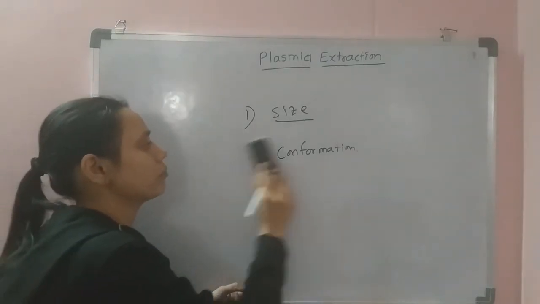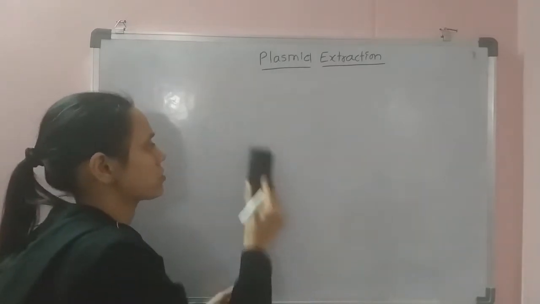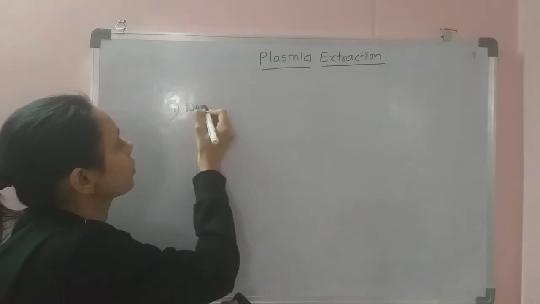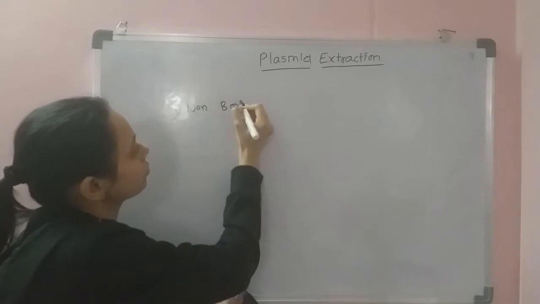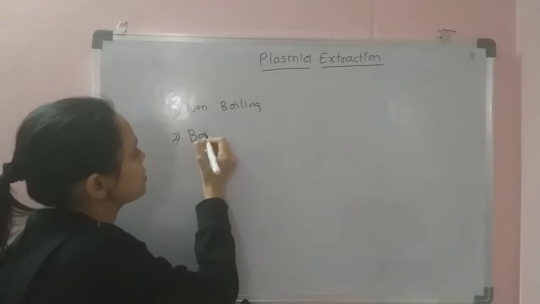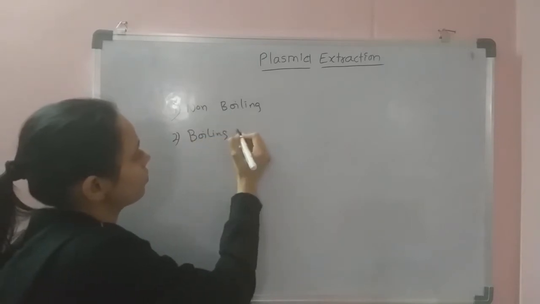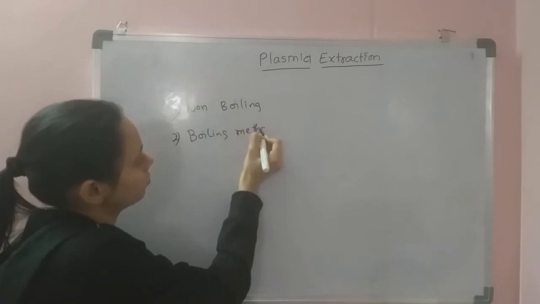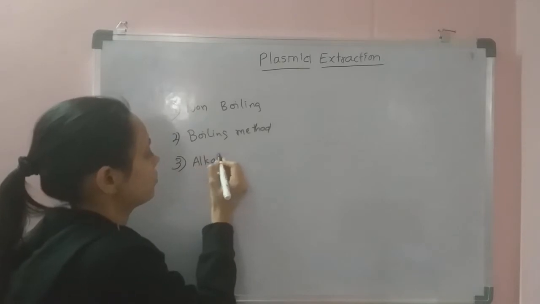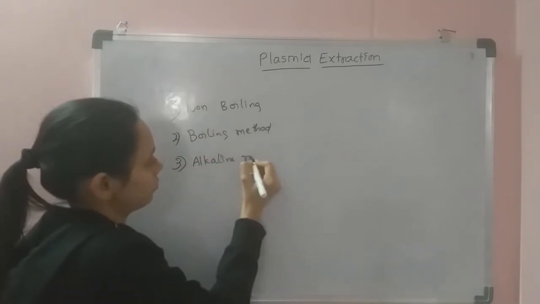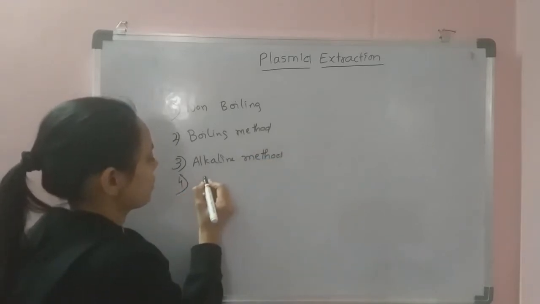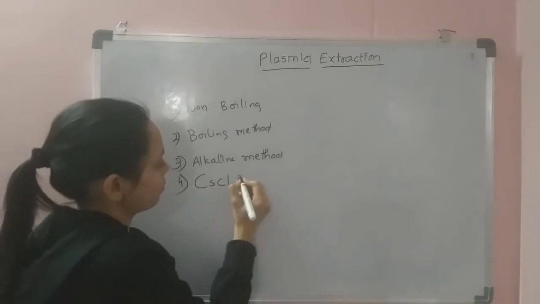Here, majorly, there are 4 methods. One is the non-boiling method. Second one is the boiling method. Third one is the alkaline method. Fourth one is the cesium chloride density gradient.